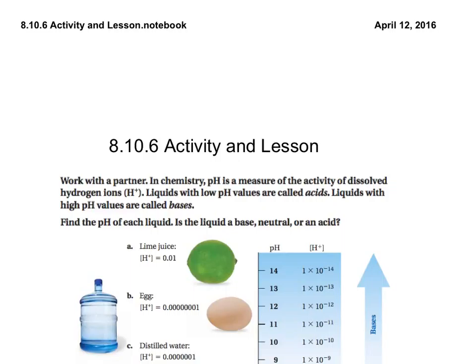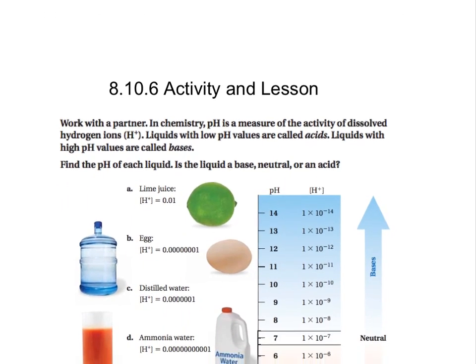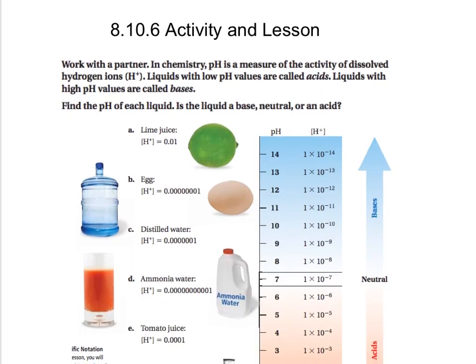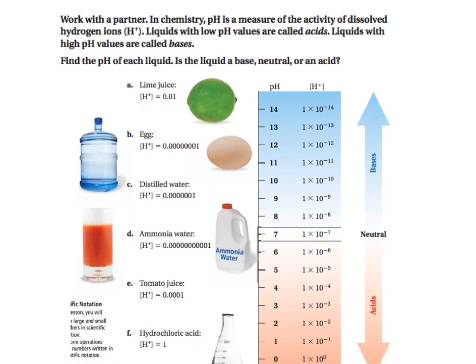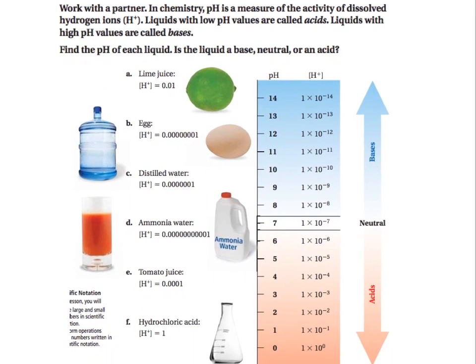Okay, so it says work with a partner in chemistry. pH is a measure of activity of dissolved hydrogen ions. Liquids with low pH values are called acids. Liquids with high pH values are called bases. Find the pH of each liquid. Is the liquid a base, neutral, or acid?